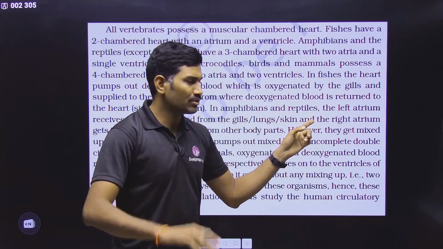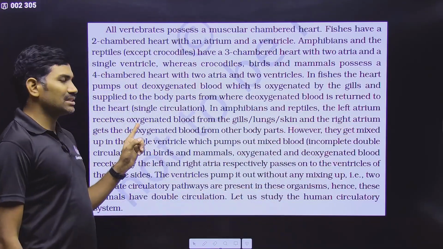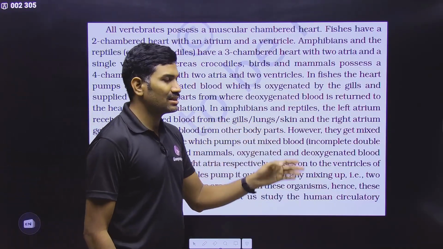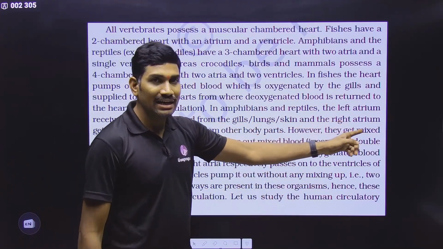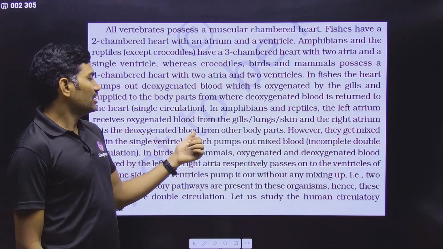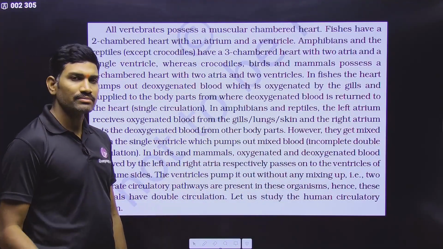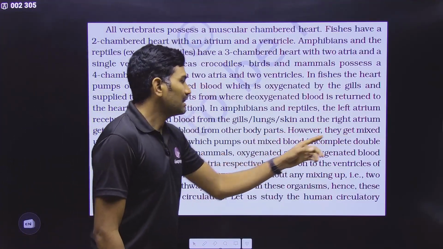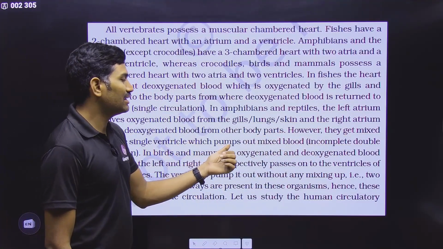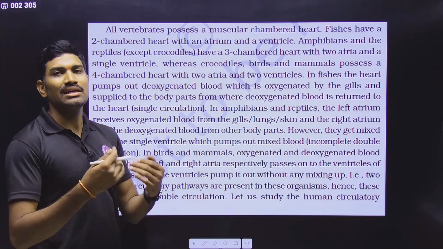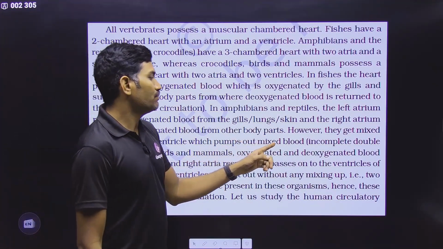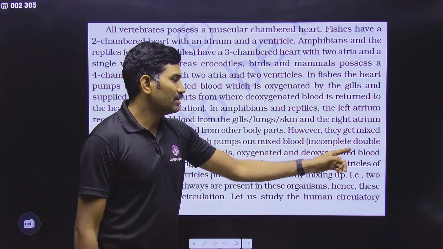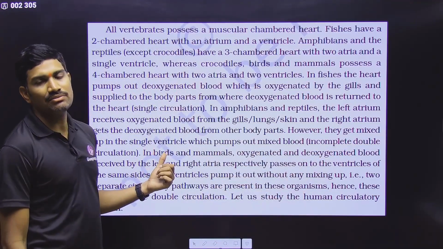In amphibians and reptiles, except crocodiles, the left atrium receives oxygenated blood, maybe from the gills, lungs or skin according to the organism, and the right atrium receives deoxygenated blood from the other body parts. However, they get mixed up in the single ventricle, which pumps out mixed blood. So the ventricle is always sending mixed blood. That means we observe incomplete double circulation.